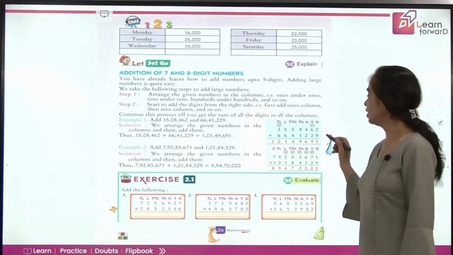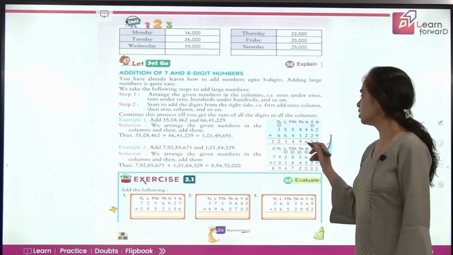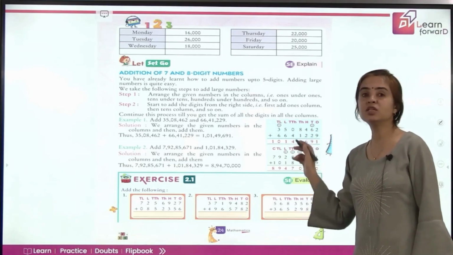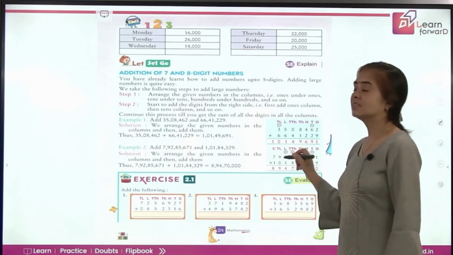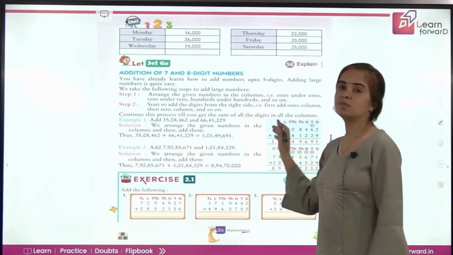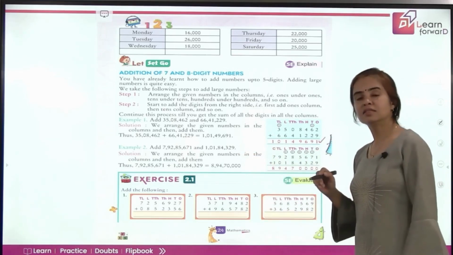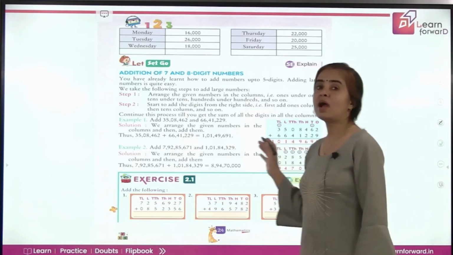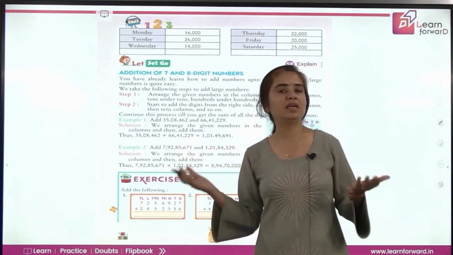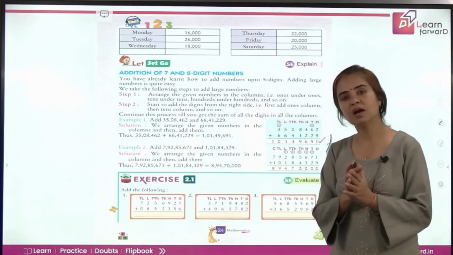9 plus 2, 11. 1 carry 1, 6 plus 2, 8 plus 1, 9. 4 plus 2, 6. 8 plus 1, 9. 0 plus 4 is 4, 0. 5 plus 6 is 11. Carry 1. 6 plus 3 is 9 plus 1, 10. So this is your sum of the given two numbers. It's very easy to add numbers, however big they can be. Always write them correctly and start adding from the ones place.